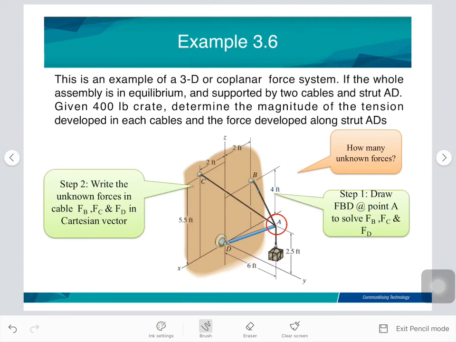Okay, now this is the last example for the 3D coplanar force system, 3.6. So if the whole assembly is in equilibrium, supported by two cables and strut AD, so this is strut AD. So given a 400 pound crate, so you can have this W, and then determine the magnitude of tension developed in each cable and the force developed along the strut AD.